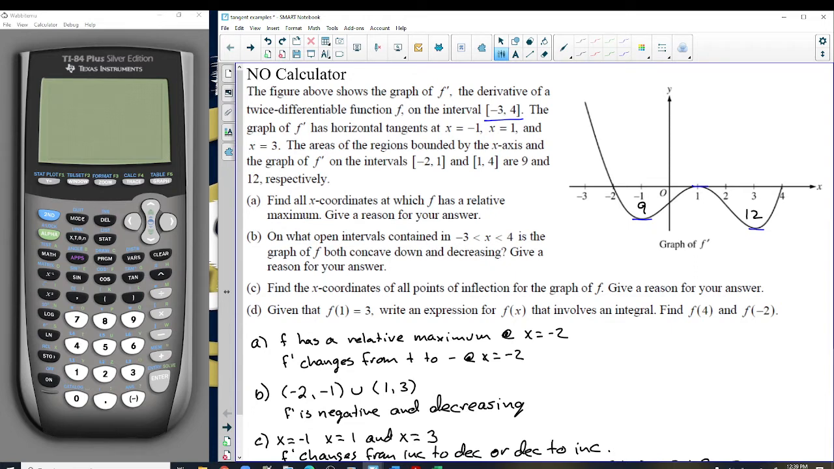The areas of the regions bounded by the x-axis and the graph of f prime on the intervals -2 to 1 and 1 to 4 are 9 and 12 respectively. Part A: find all x-coordinates at which f has a relative maximum. Give a reason for your answer.